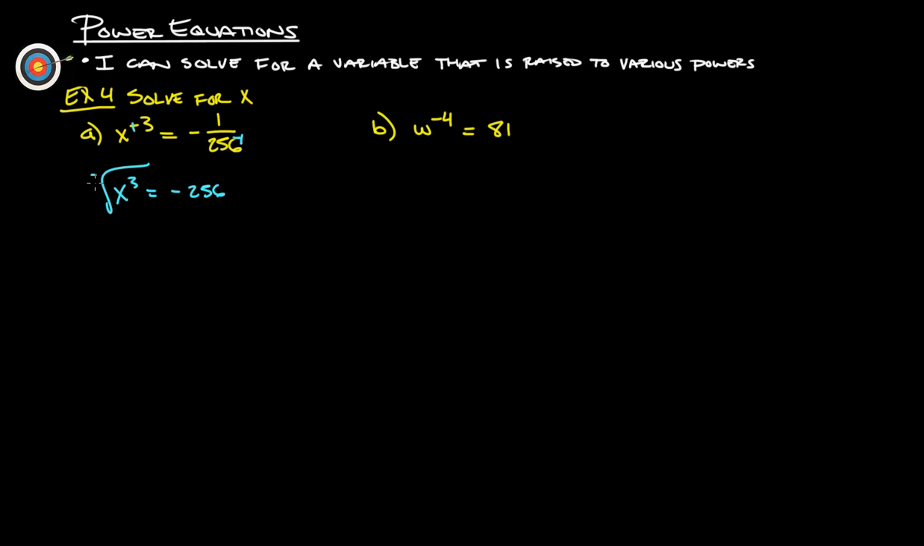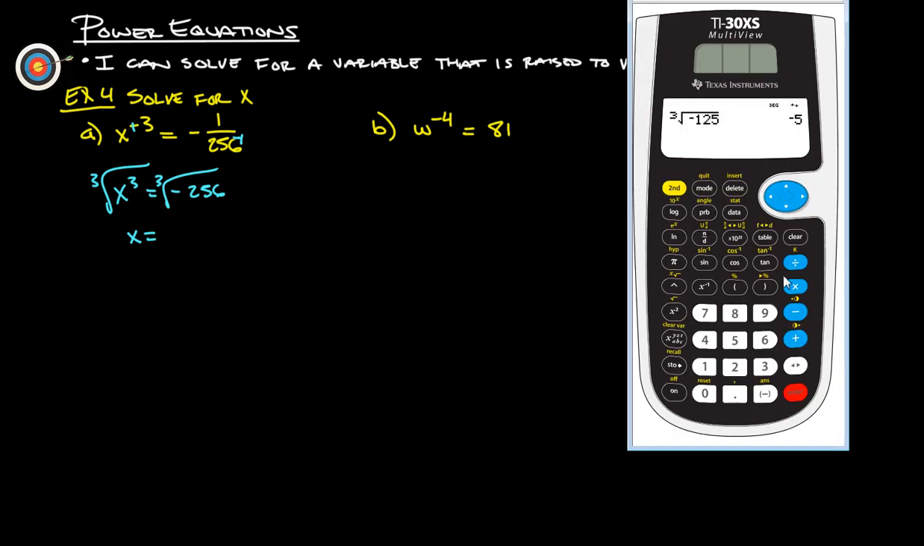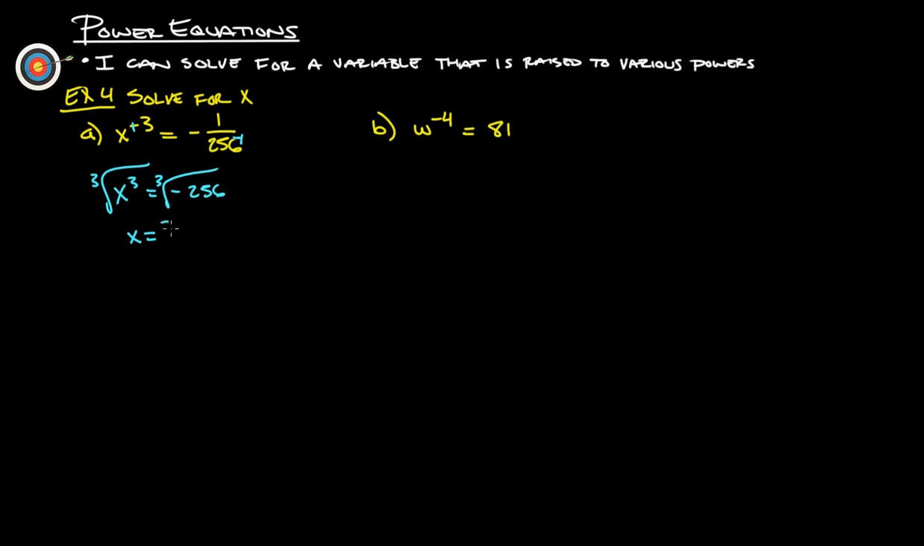Okay, and then now we take the third root of both of these. So we'll get x equals the cube root of negative 256. Let's see if that works out nice. So again, we want to do the third root of negative 256, and we get negative 6.34, so let's just leave it as the cube root of negative 256, since it doesn't work out nice.